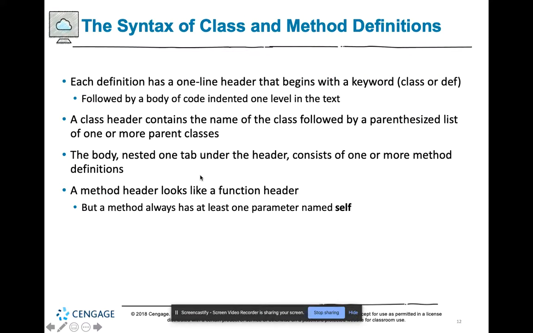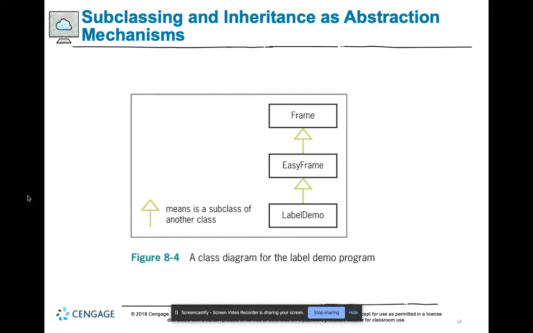All right, the syntax of class and method definition. So each definition has a one-line header that begins with a keyword, either class or def, followed by a body of code indented one level in the text. Indents are super important here. A class header contains the name of the class, followed by a parenthesized list of one or more parent classes. And the body, nested one tab under the header, consists of one or more method definitions. A method header looks like a function header, but a method always has at least one parameter named self.